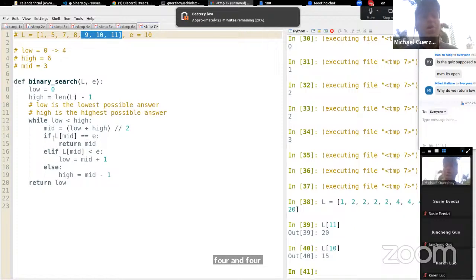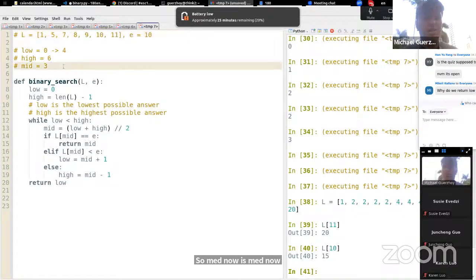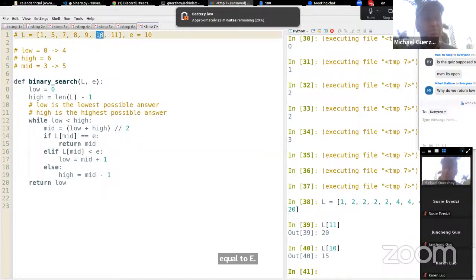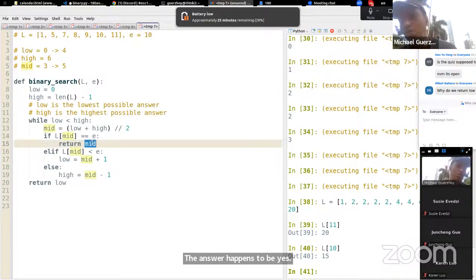So mid now is going to be the average, so that means 5. And now we're saying, is L at mid equal to E? The answer happens to be yes. So we just return 5, which is what we want.